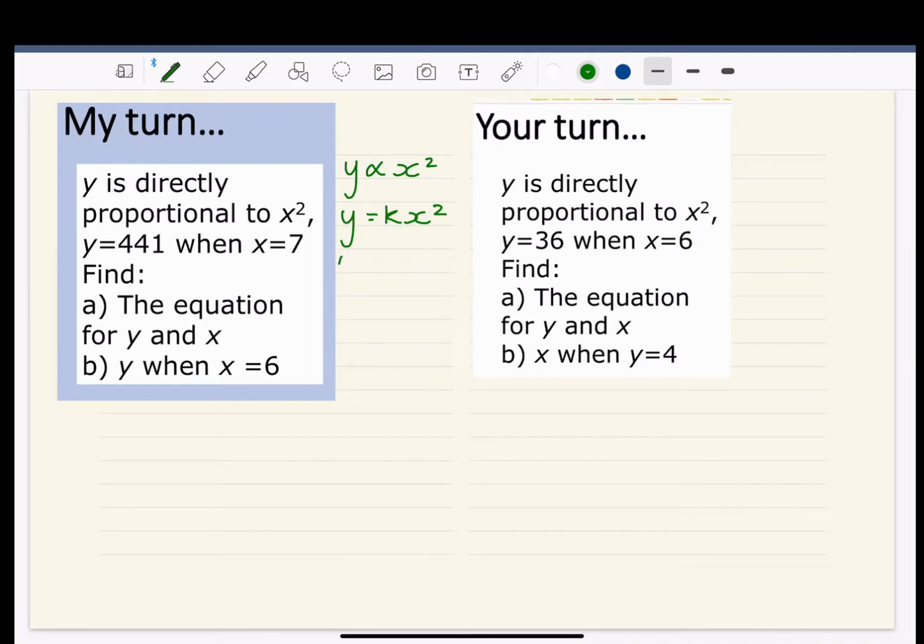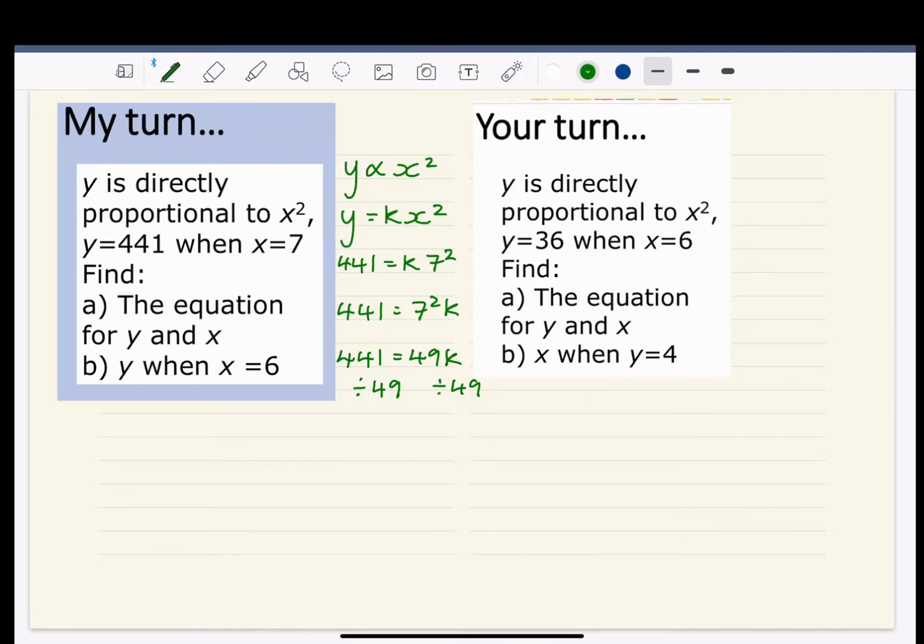So I've got 441 is equal to k times 7 squared, or 441 is equal to 7 squared k, which I know is 49k. Now I simply go about dividing by 49. It doesn't go into 4, doesn't go into 44, so it actually is a straight jump up to 441. So my basic bus stop might not be too helpful to me here.